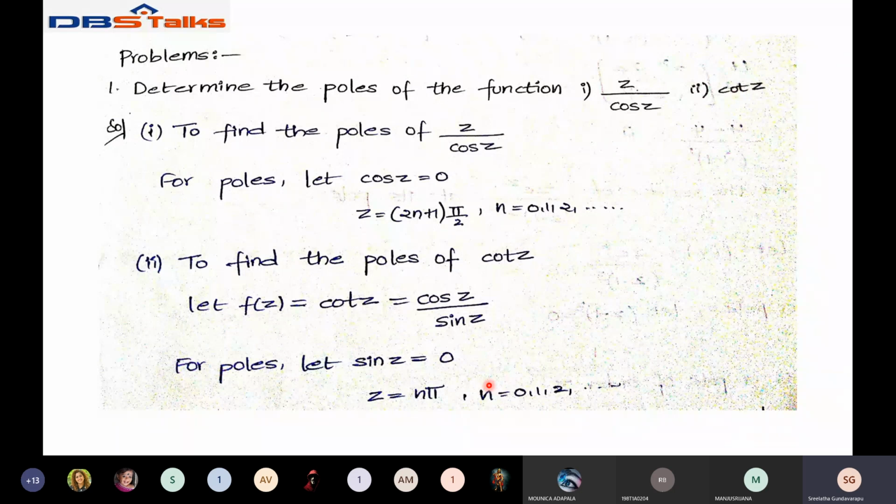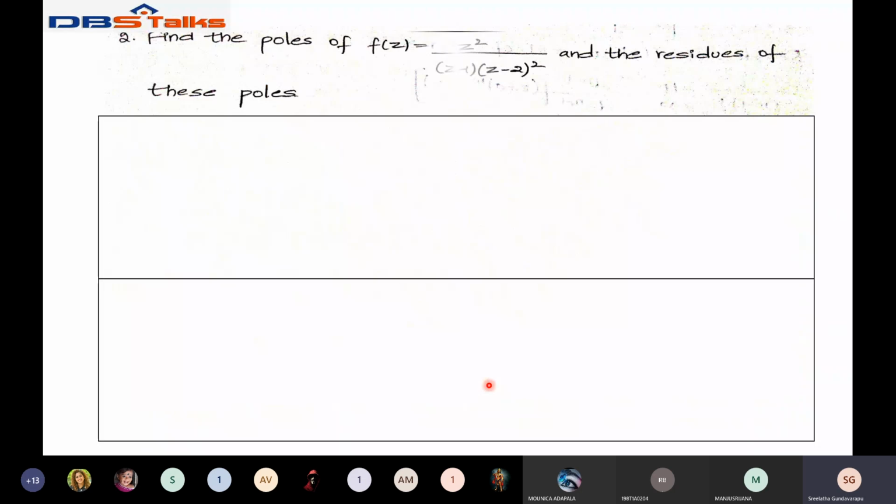So let sin z equal to 0, z equal to sin inverse 0. So z equal to n pi, for putting n equal to 0, 1, 2, 3. So the poles of cot z are z equal to n pi.